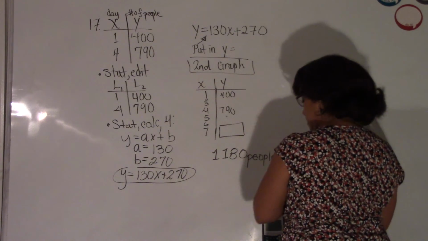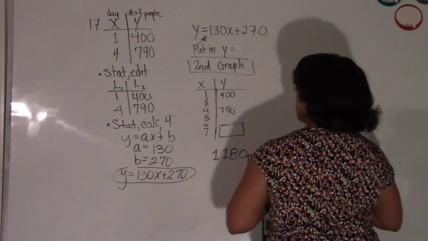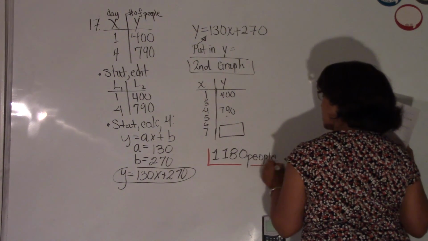So the answer to number 17 is 1,180 people.